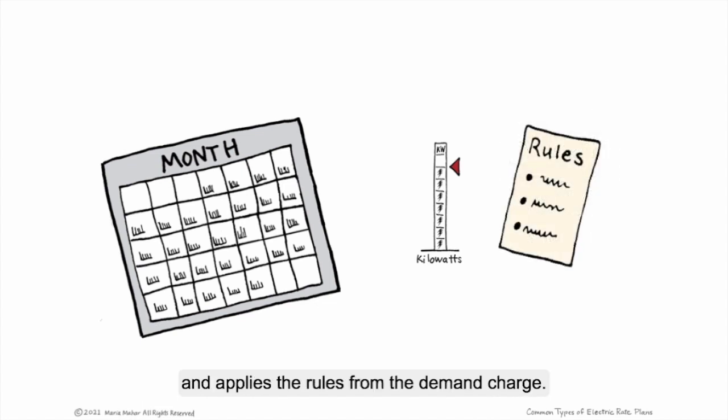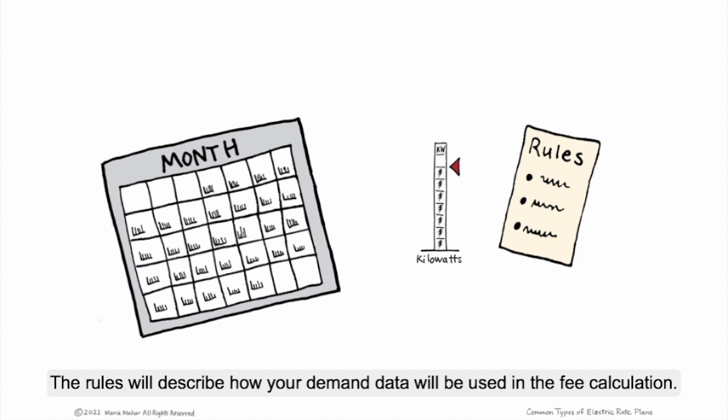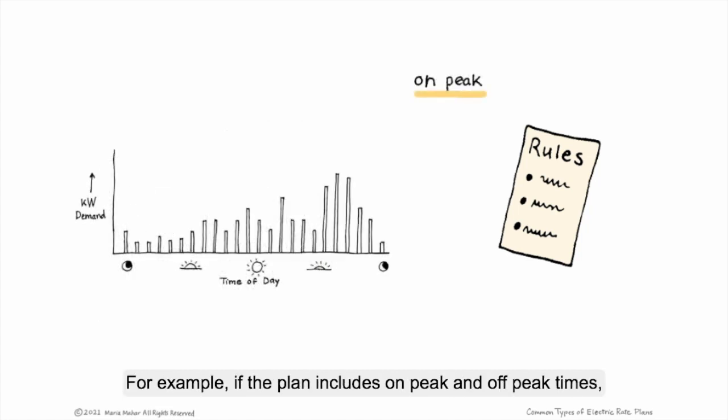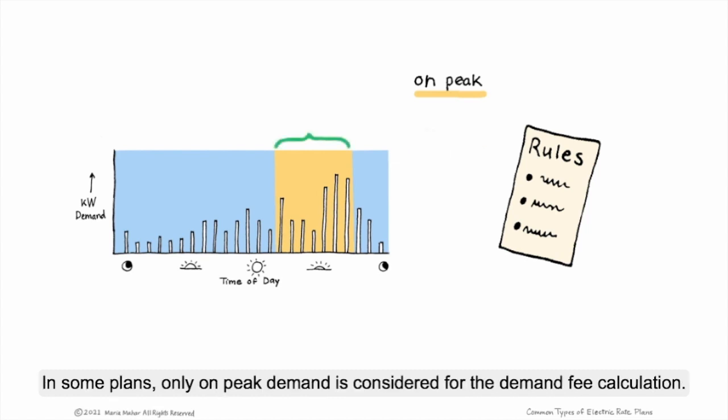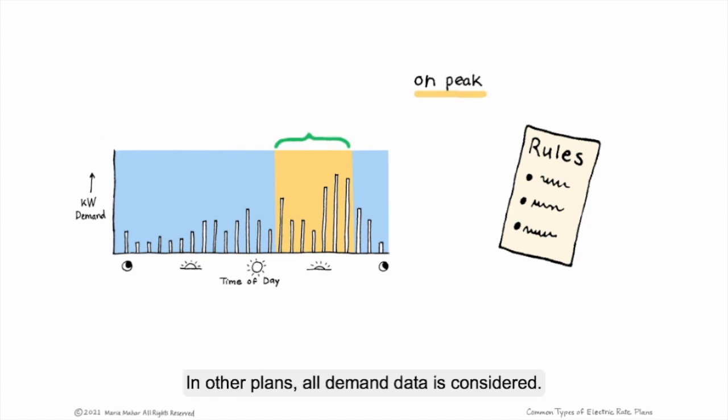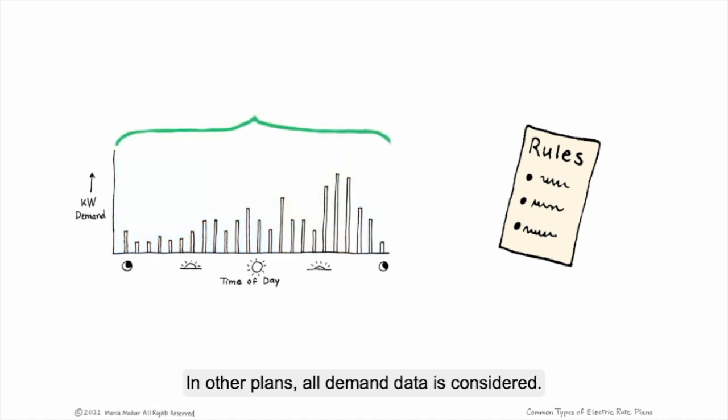To calculate your demand fee each month, the utility uses the demand data collected by your meter and applies the rules from the demand charge. The rules will describe how your demand data will be used in the fee calculation. For example, if the plan includes on-peak and off-peak times, then the rules will describe how the plan handles on-peak versus off-peak demand. In some plans, only on-peak demand is considered for the demand fee calculation. In other plans, all demand data is considered.